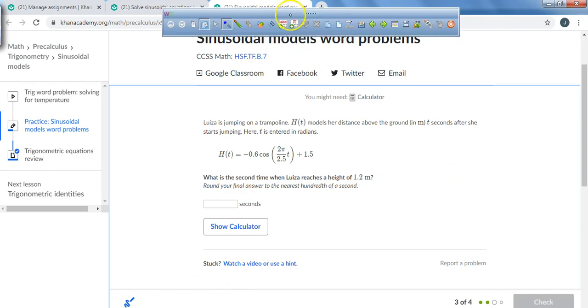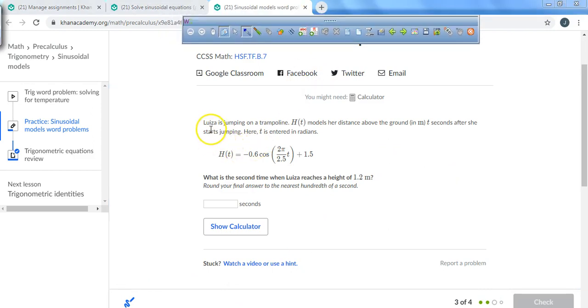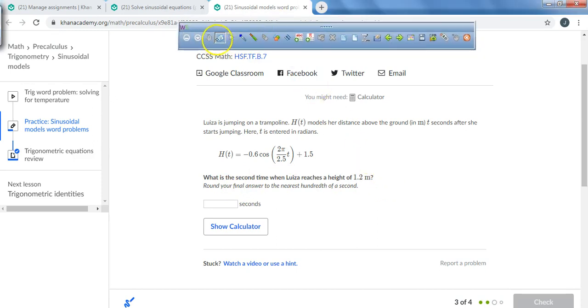So our next problem is dealing with Luisa jumping on a trampoline, where h of t models her distance above the ground in t seconds after she starts jumping. It says, what is the second time when she reaches a height of 1.2 meters? All right, what's the second time?